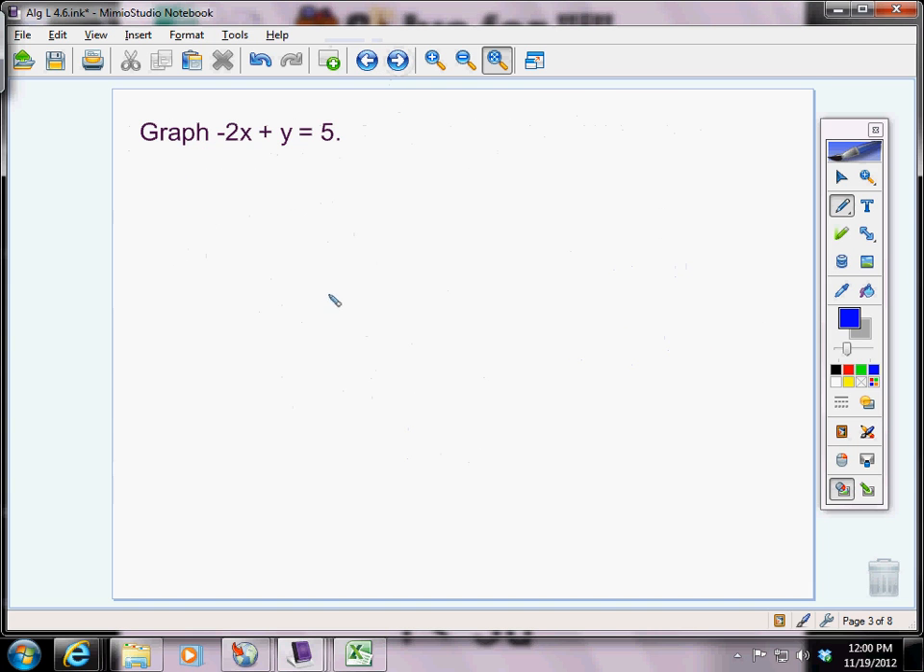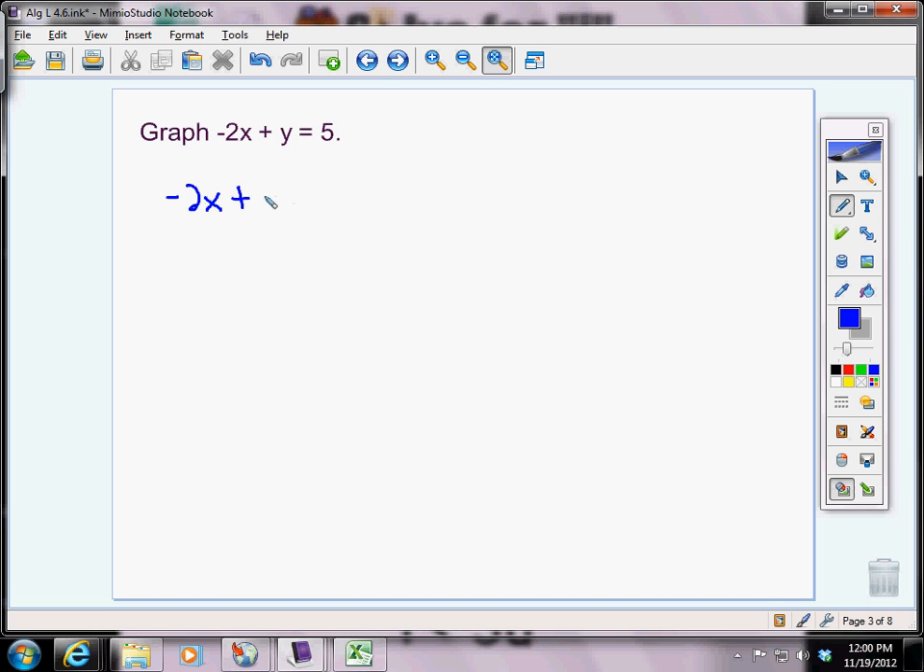So look at this one. It says graph negative 2x plus y equals 5. Remember, we could make an input-output table. Pick 3 values for x, plug them in, see what you get for your y's. We could do intercept form. Put 0 in for x, solve for y, put 0 for y, solve for x. Or we could do slope-intercept form.